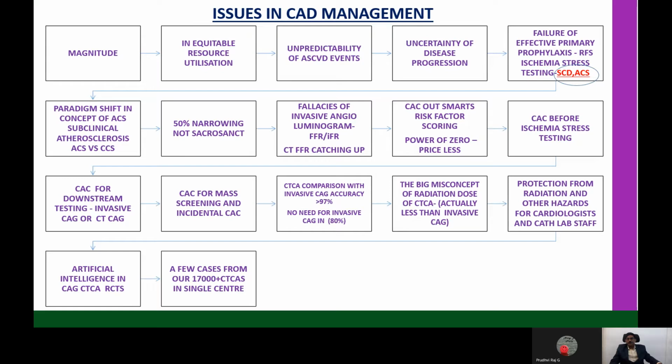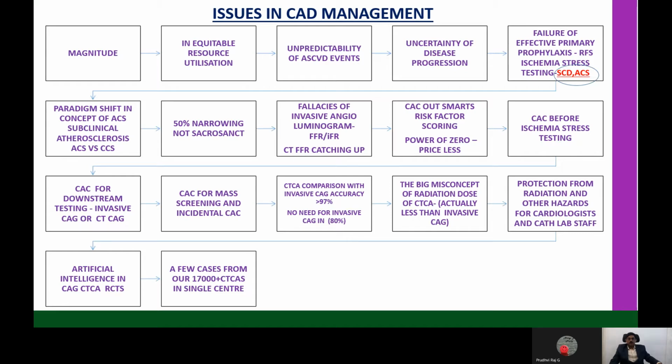Apart from the unpredictability and uncertainty of the disease, failure of effective prophylaxis because of flaws in the risk factor scoring system, the inactionability of ischemia stress testing, and our inability to control or significantly reduce the incidence of ACS and sudden cardiac death is a matter of real concern. And there is a real paradigm shift in the concept of acute coronary syndrome versus chronic coronary syndrome. And in the very definition of coronary artery disease, the 50% threshold is no more applicable, as we know that for 30, 40 years, mild stenosis with vulnerable plaque can cause acute myocardial infarction. It is more common.